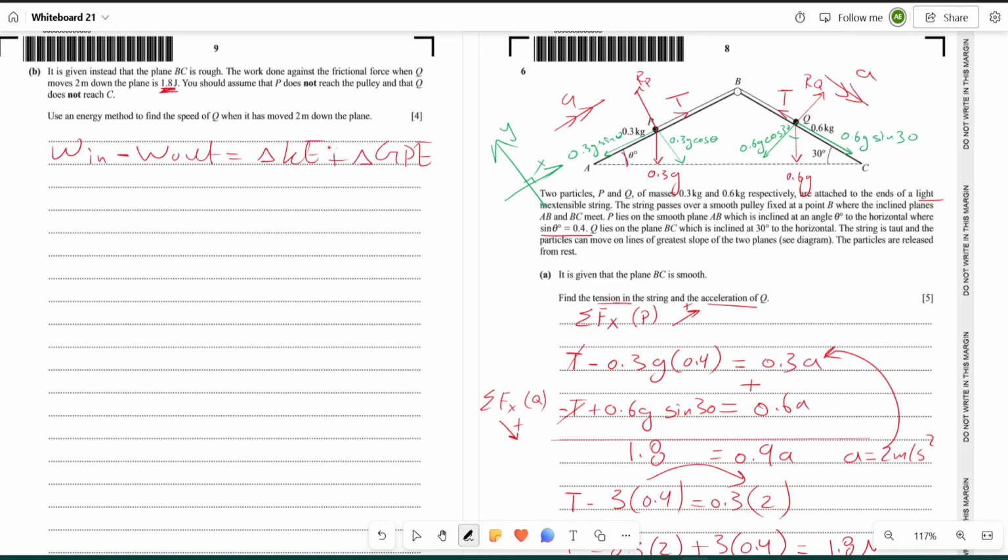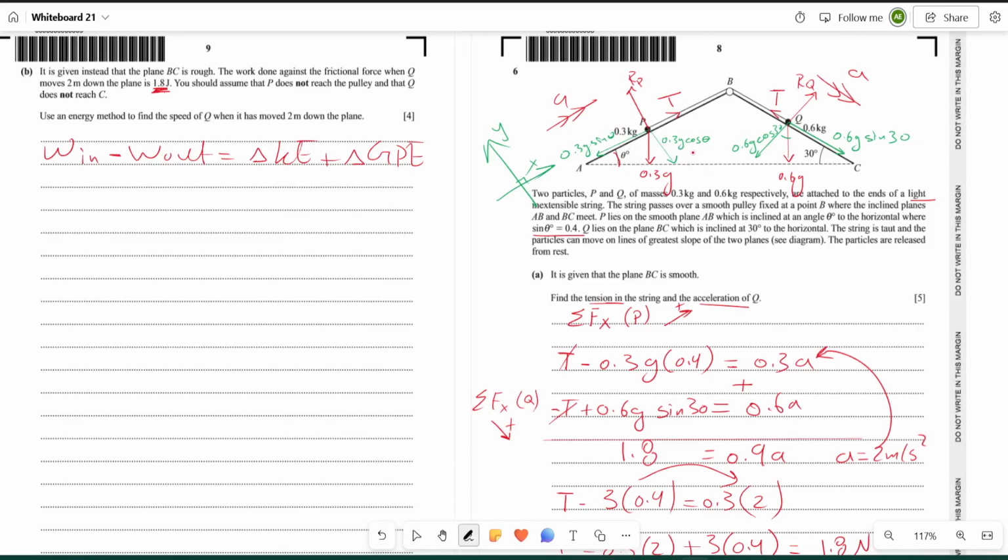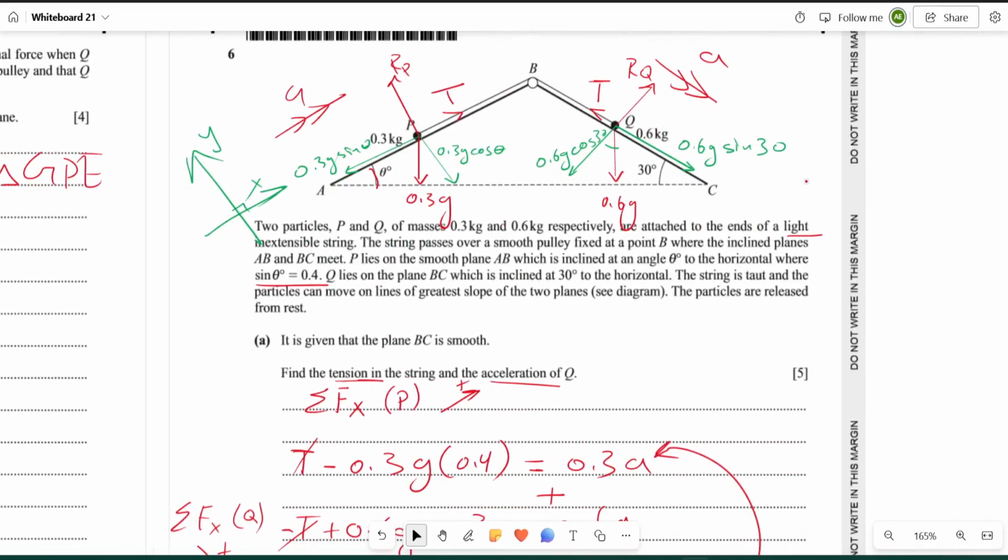Okay, so first of all, part B, nothing is going to change regarding the free body diagram. If I'm going to redraw it, I'm going to redraw the same thing. However, in part B, we are going to have another factor, which is going to be the friction.